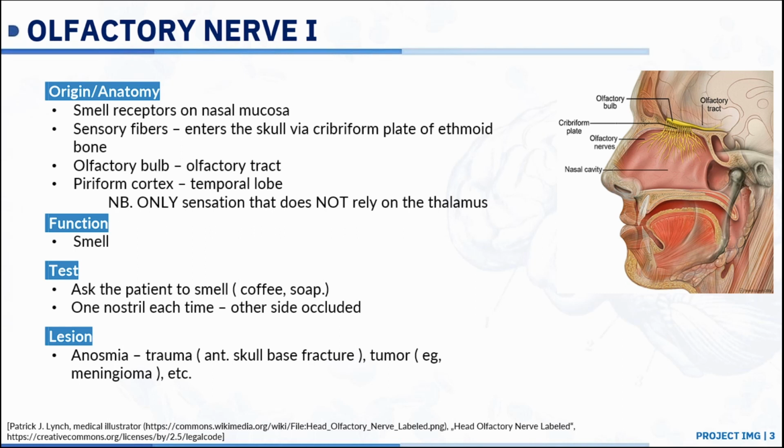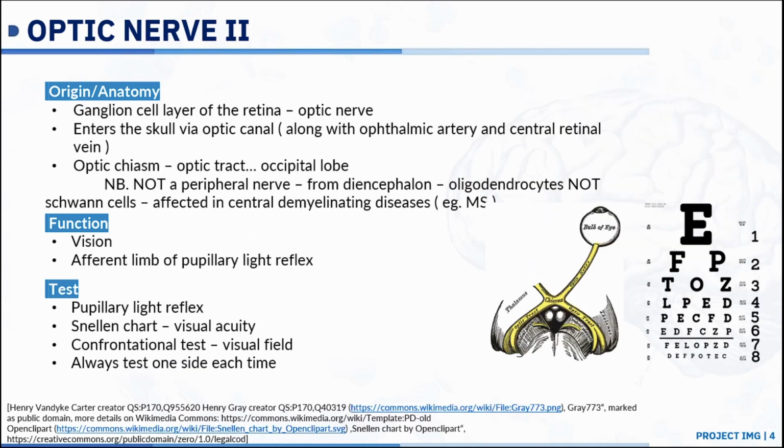Function: smell. Test: ask the patient to smell coffee and soap, one nostril at a time, with the other side occluded. Lesion: anosmia, caused by trauma, skull-base fracture, and tumors, e.g. meningioma.